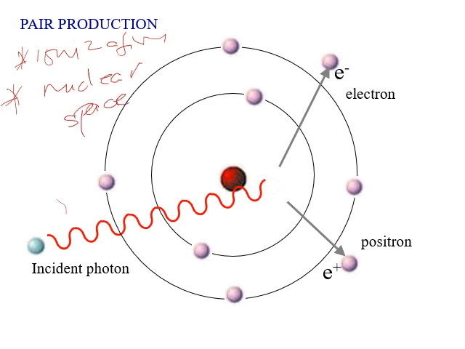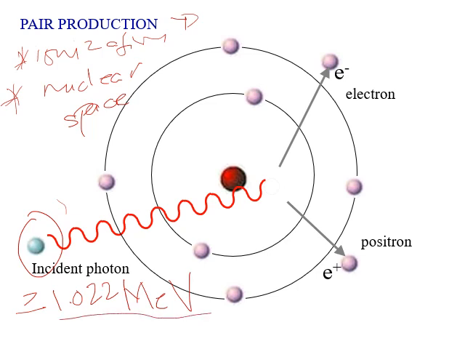So in order for pair production to occur, the energy of the incident photon must be greater than or equal to 1.022 mega electron volts. Pag yung energy niya is below 1.022 MeV, so hindi mangyayari ang pair production. Okay? So again, kailangan yung energy ng incident photon natin is greater than or equal to 1.022 MeV in order for the pair production to occur.